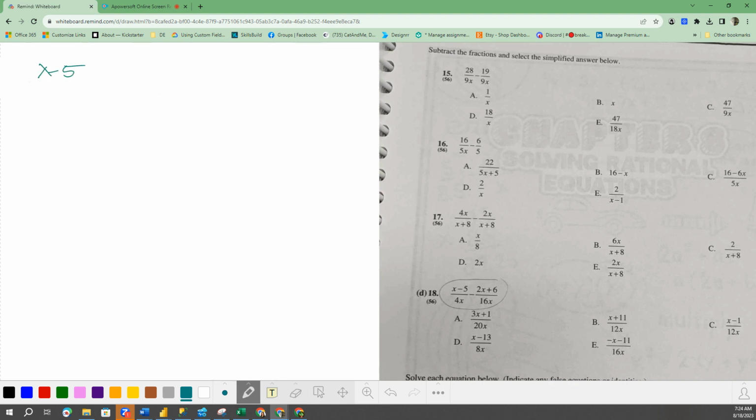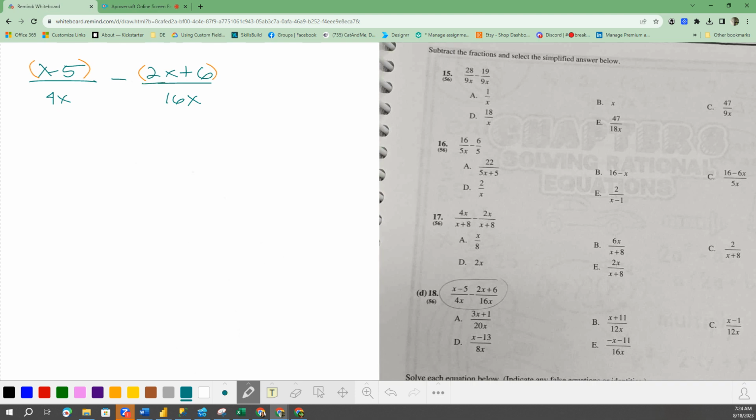x minus 5 over 4x minus 2x plus 6 over 16x. This is the part where, if you look at the numerators, they are binomials. So this one you need to put in parentheses. This one also you need to put in parentheses, even though they're not written that way.